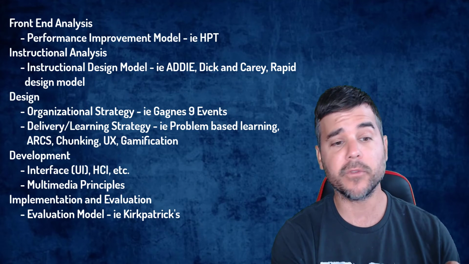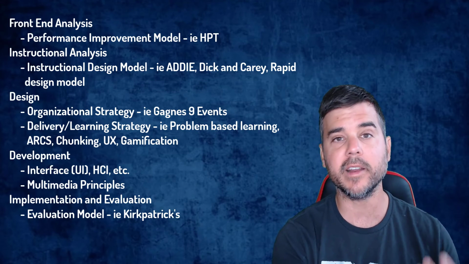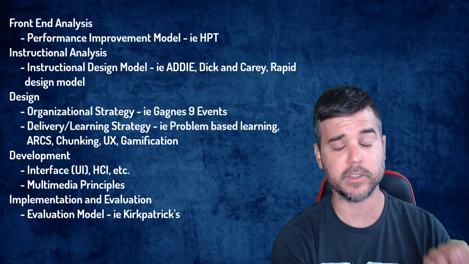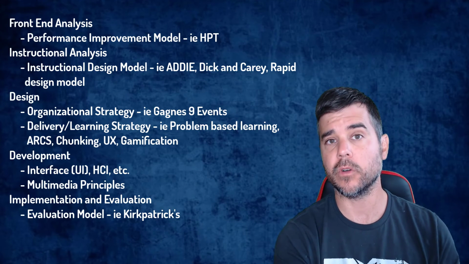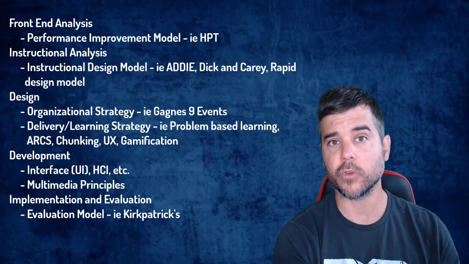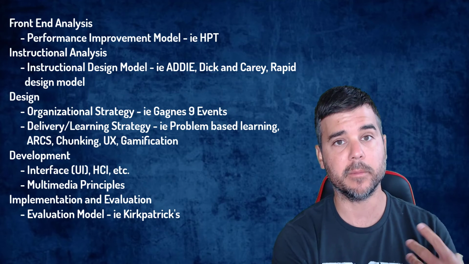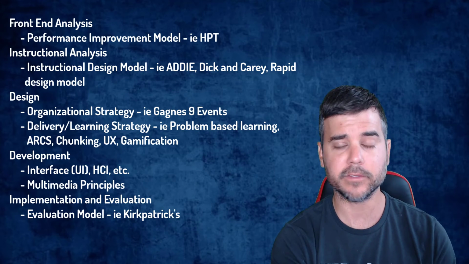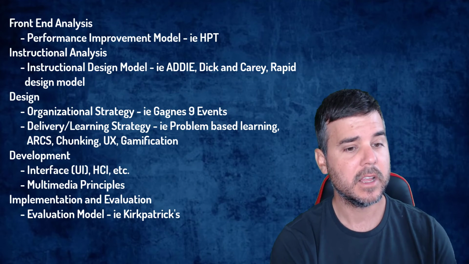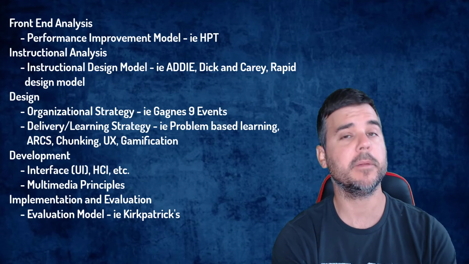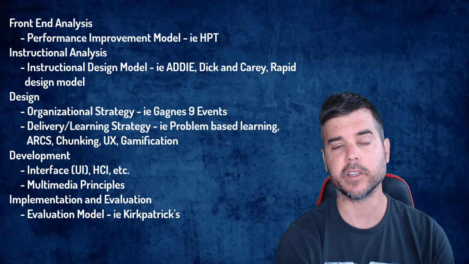We know for development, we've got to choose what this is going to look like. What is guiding our color choice? What's guiding whether we are using sound and images, or narration and images, or text and images? What's guiding us to do that? The multimedia principles, principles of interface design, that kind of stuff. Why we're putting our buttons on certain places of the screen or what size they are. Then we have our implementation and evaluation. And finally, we choose the model for that, an example of which is Kirkpatrick.